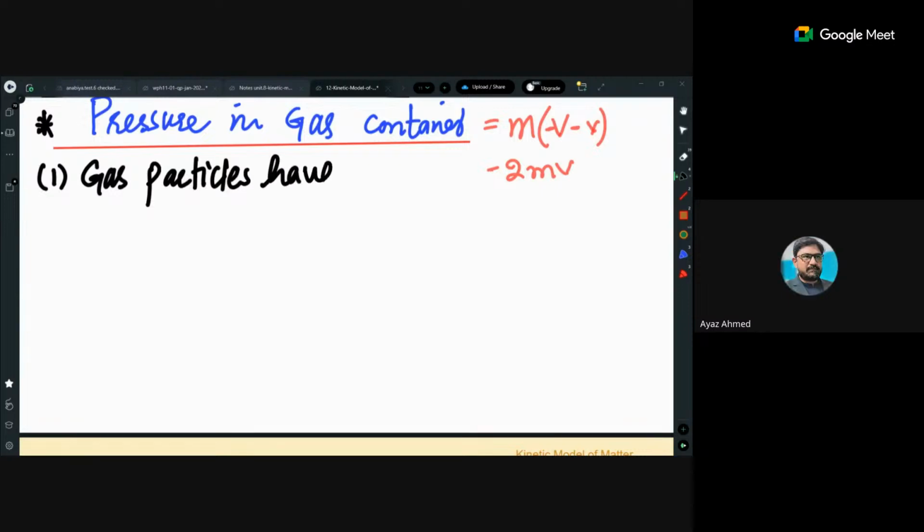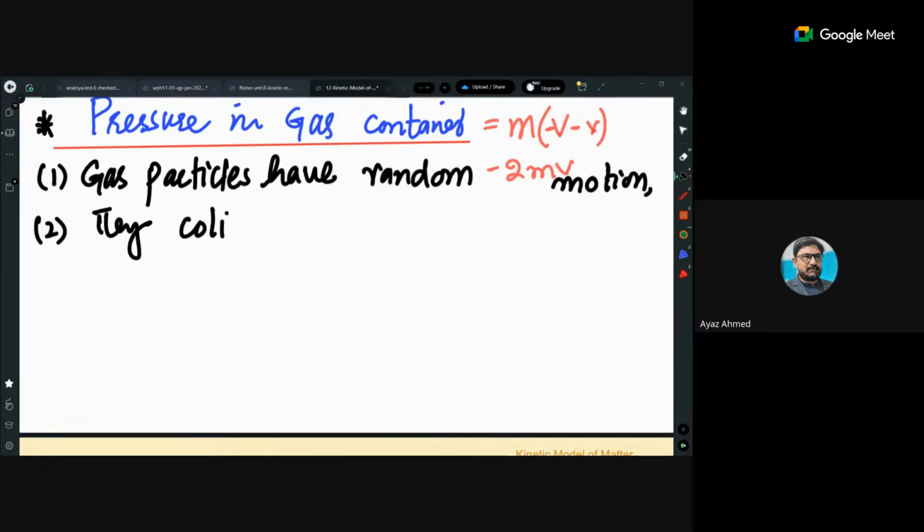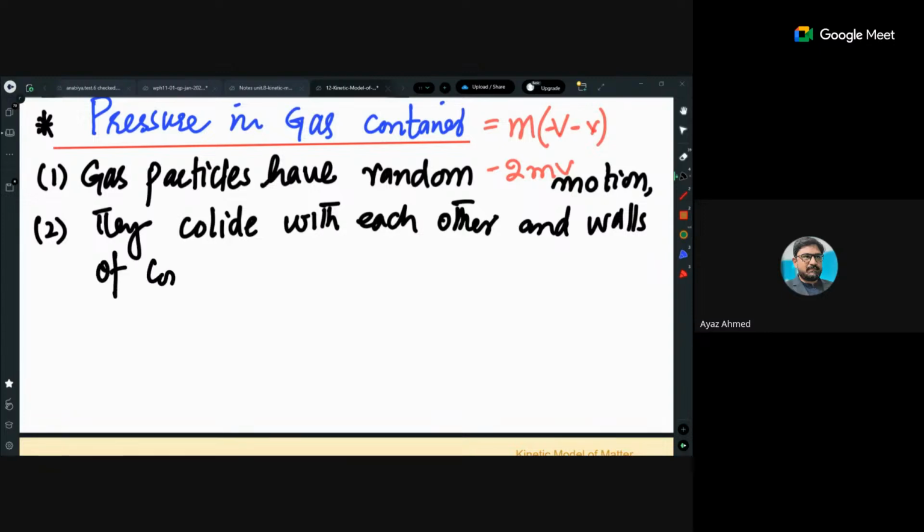I have to mention this point. Gas particles have random motion, I mean motion in all directions. Point two, they collide with each other as well as with the walls of the container.